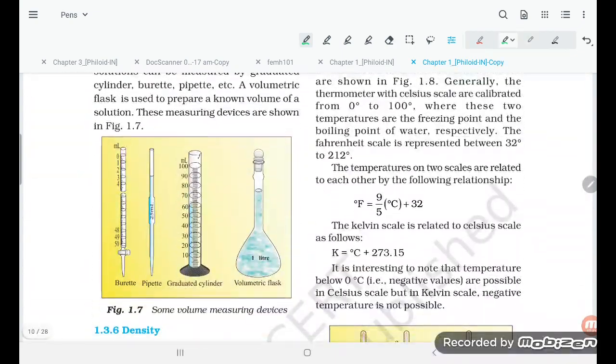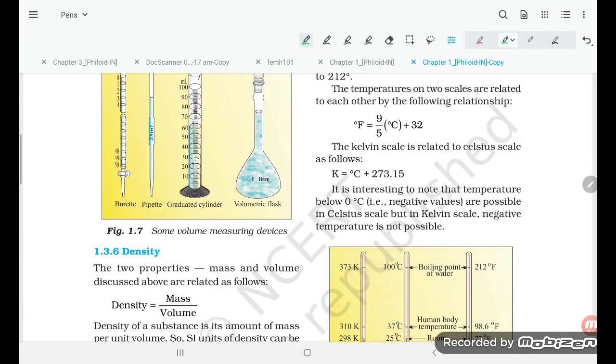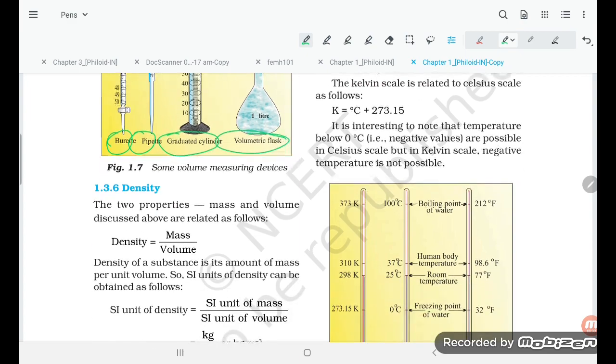Okay, this is there. In the laboratory, the volume of a liquid solution can be measured by the graduated cylinder, burette, pipette, etc. A volumetric flask is used to prepare a known volume of the solution. These measuring devices are shown in figure 1.6. So pipette, burette, graduated cylinder, volumetric flask.